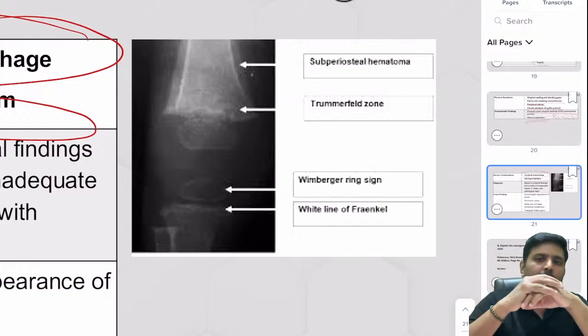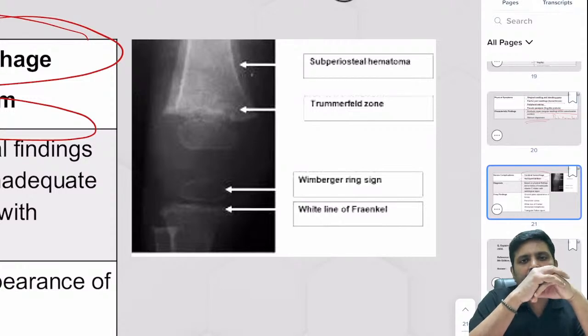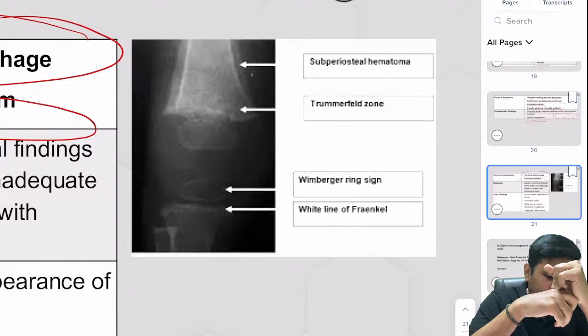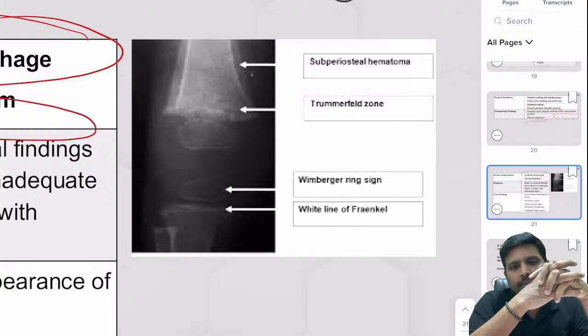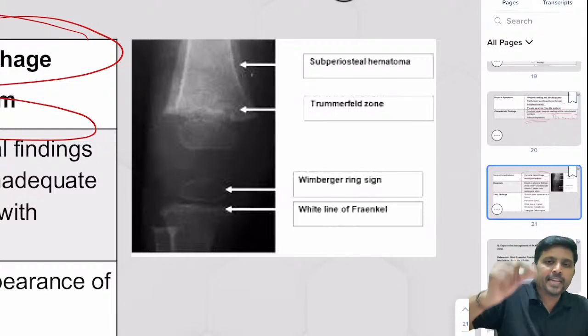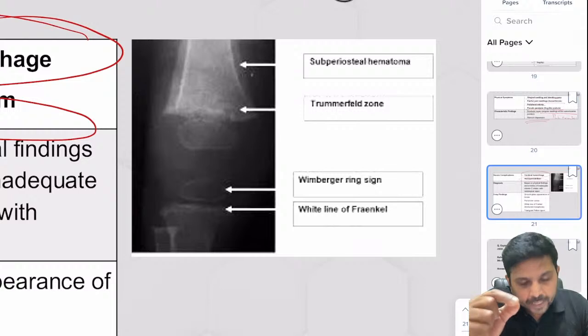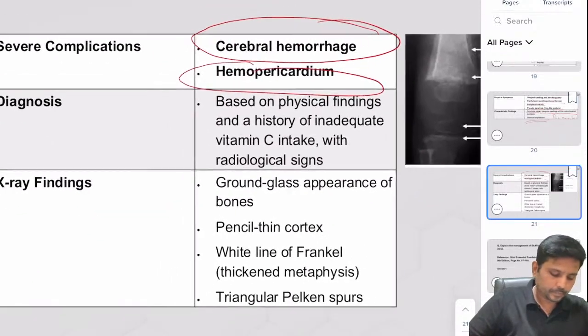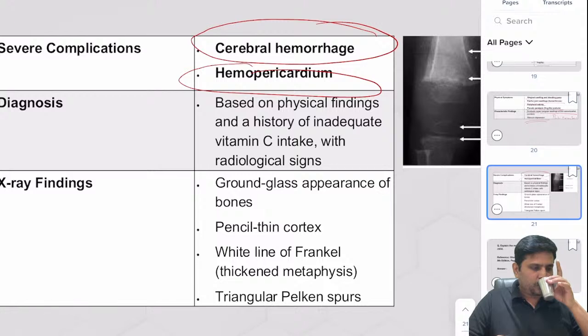And below the epiphysis, there is a zone of metaphyseal density, that is called the Trummerfeld zone. And on the other side, it is called the white line of Frankel. So Wimberger sign is rimmed epiphysis. White line of Frankel is nothing but a radio dense area in the metaphysis. Small dots or holes in the metaphyseal region is called the Trummerfeld zone. Periosteal elevation often occurs due to subperiosteal hematoma. That's why you get the frog-leg sign.